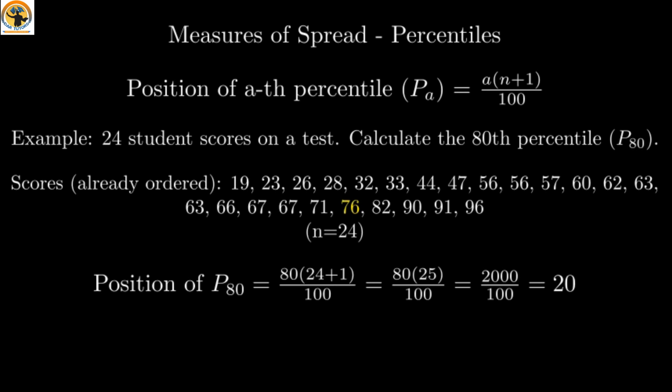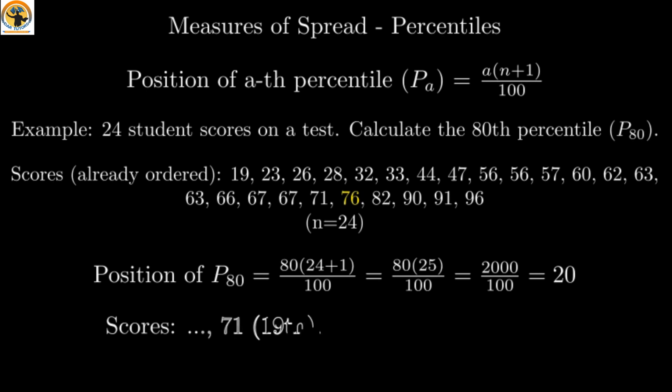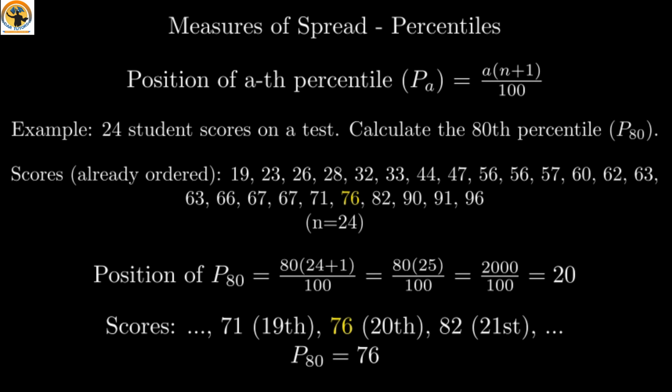Now we just need to find the 20th score in the list. Let's count through our data. The 19th value is 71, and the 20th value is 76. Therefore, the 80th percentile, P80, is 76. What does this mean? It means that 80% of the students scored 76 or less on this test. Percentiles are very useful for understanding where a particular value stands in relation to the rest of the data.